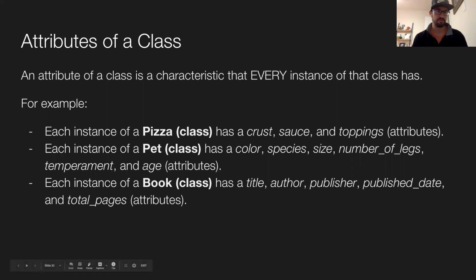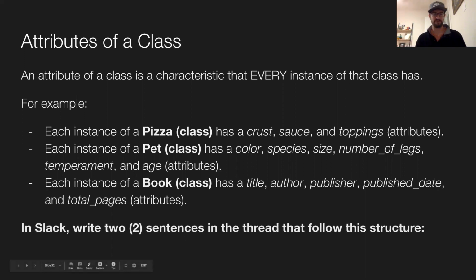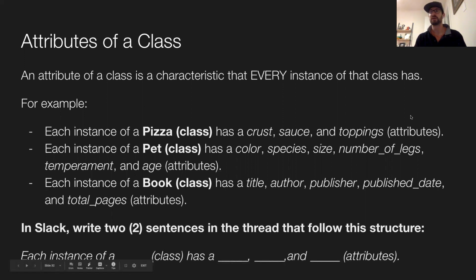Okay, so let me get my handy dandy examples up. All right, we're going to do that same exact thing, where I'm going to have you in your notebook first jot down 2 sentences that follow this same structure. So each instance of a blank class has, and then at least 3 different attributes. Take your time to jot those down in your notebook first, and I'm going to post a new thread in our Slack.